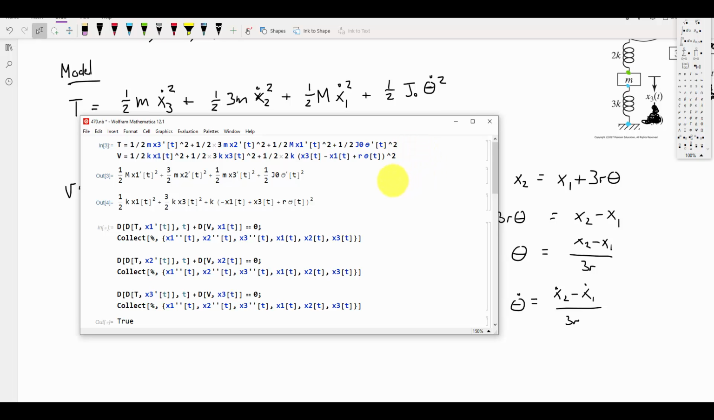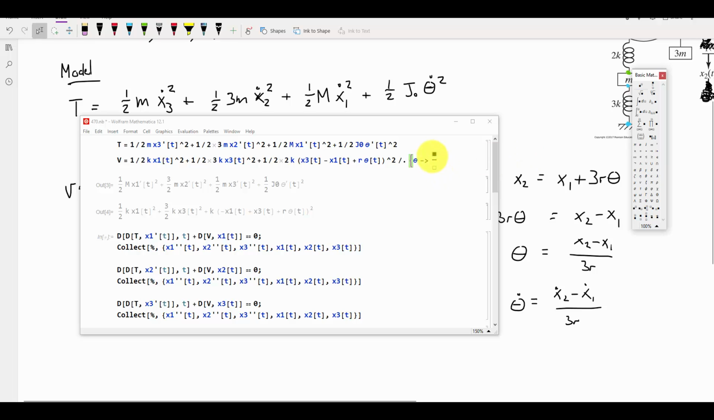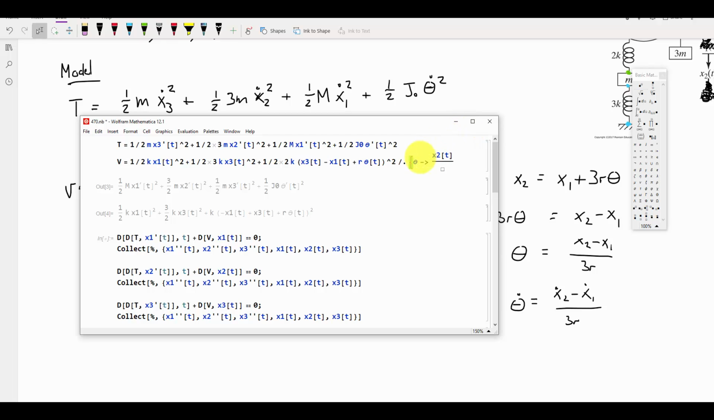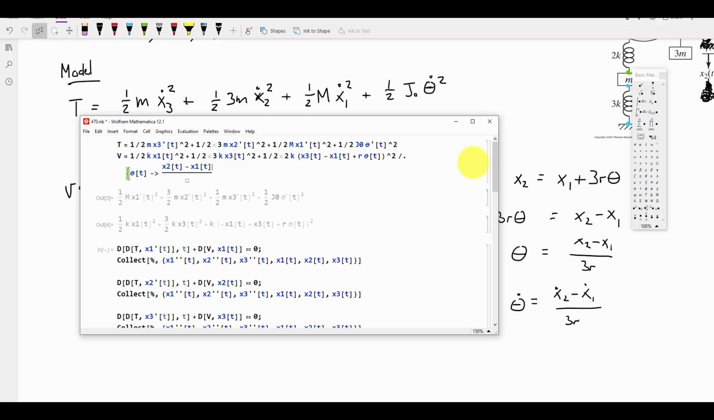So what I can do is I can go back up to, I'll start with the v, and use this slash dot, which is going to be telling it to use a replacement rule. So my replacement rule is going to be based on that coordinate mapping. So I'm going to say replace theta, and I'm using this arrow, this goes to, just what I have on the page. So x2 of t, and this should be a theta of t, minus x1 of t over 3r, and end that.